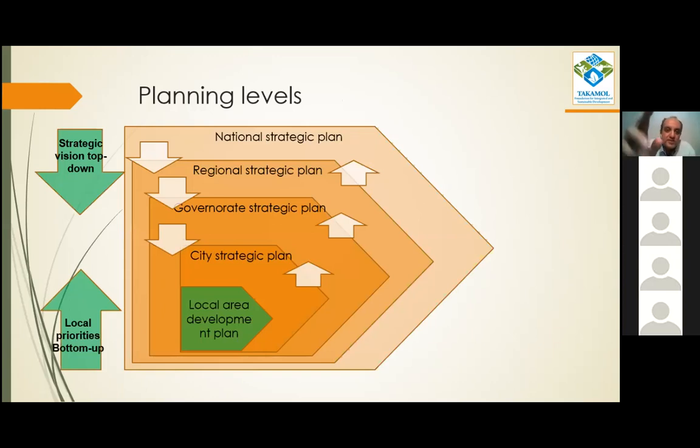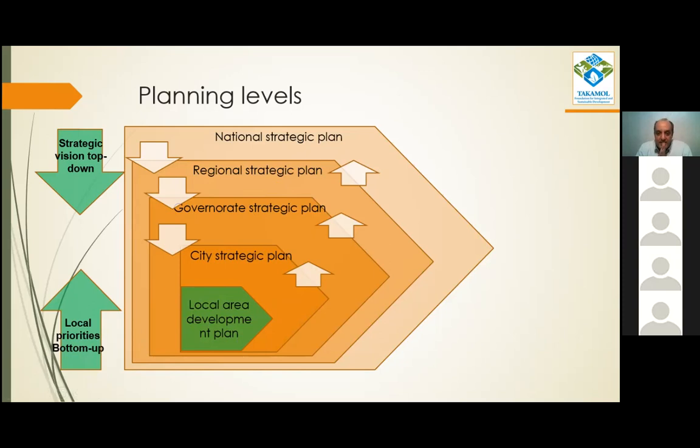We have the national strategic plan. This is the top-down strategic approach. It starts with the national strategic plan, which feeds into the regional strategic plan, which feeds into the governorate strategic plan and the city strategic plan. And then we move the other way around, which is the local priorities, the bottom-up approach: the local area development plan, which feeds into the city strategic plan, and so on until we reach the national strategic plan.